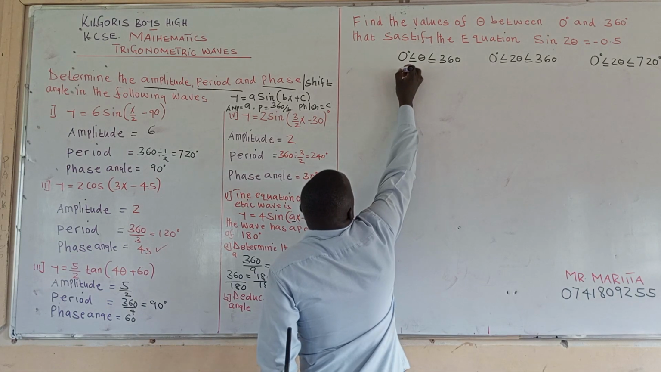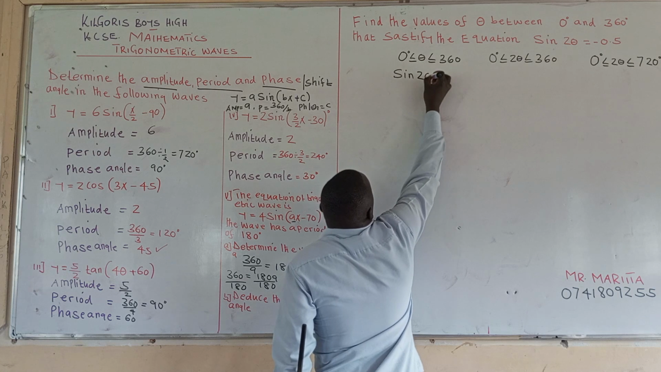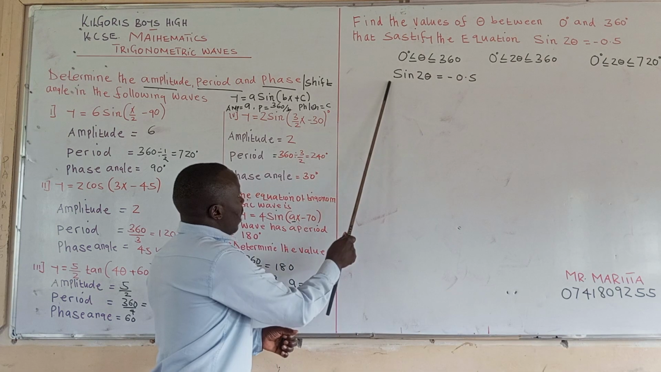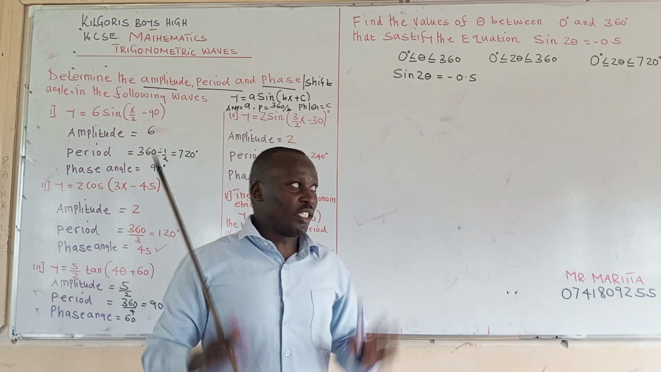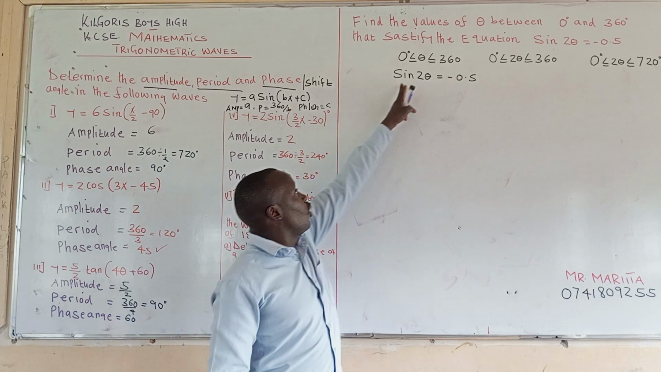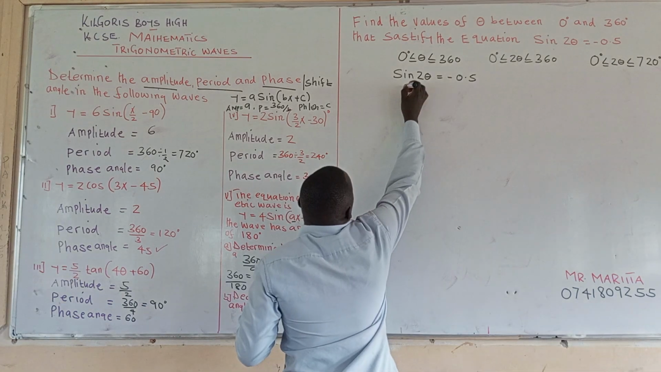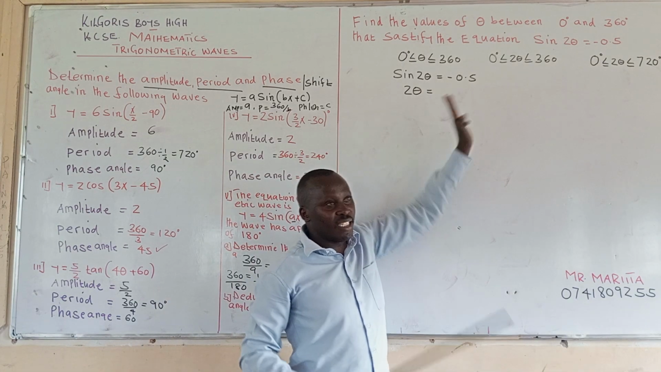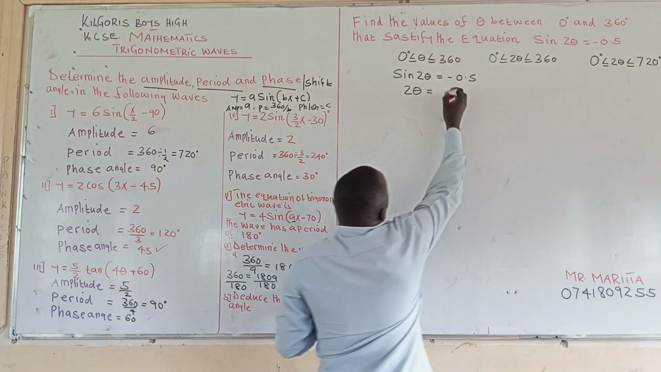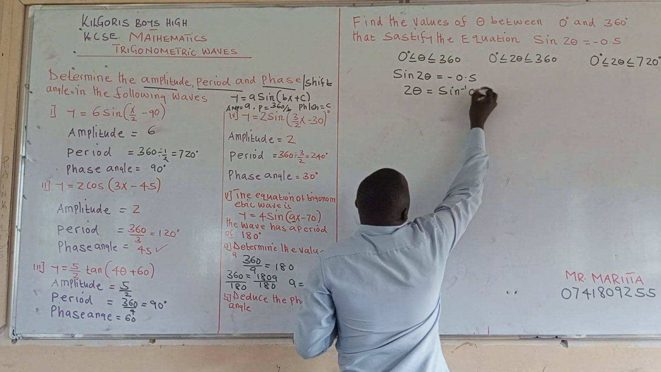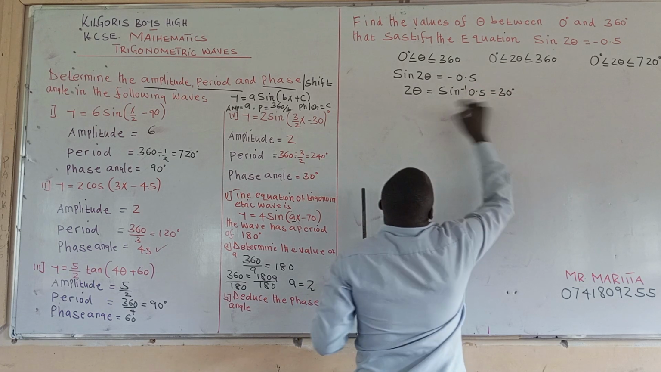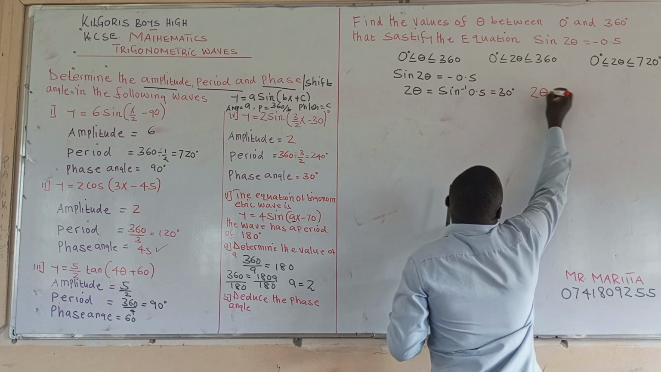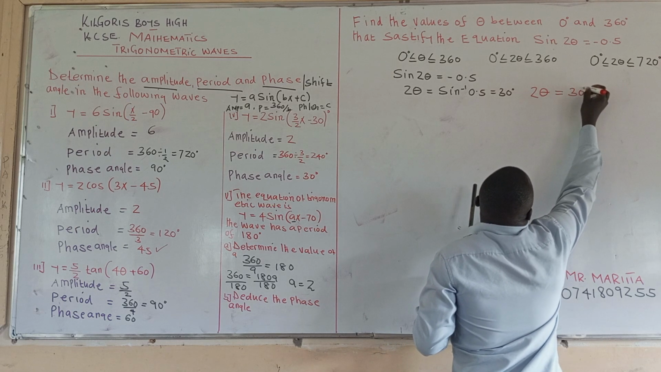So we have sine 2 theta equal to negative 0.5. Since it is sine, we find the sine inverse on both sides. If you find the sine inverse on both sides, we are not going to have the sine here, so we remain with 2 theta equal to the sine inverse of 0.5. Leave the negative first, just deal with 0.5. The sine inverse of 0.5 gives us 30 degrees. So 2 theta in this case is equal to 30 degrees.